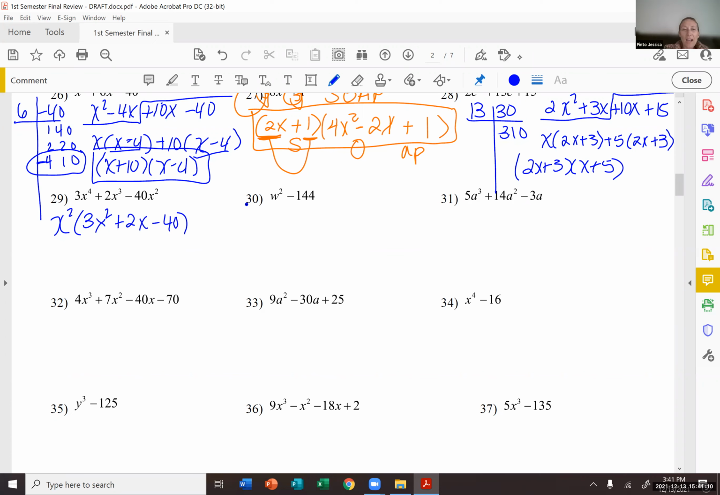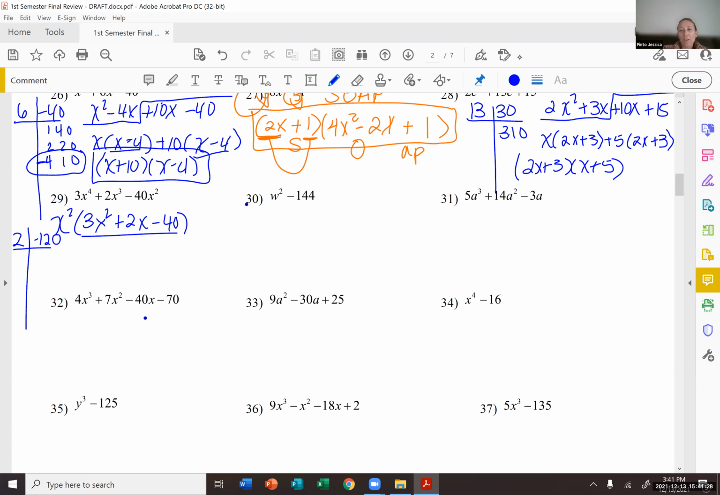Great. Now I have a trinomial inside here that I want to factor the same way that I've been factoring everything else, because it's a trinomial. And so I factor that. The b value is 2. Multiplying 3 and negative 40, I get negative 120.